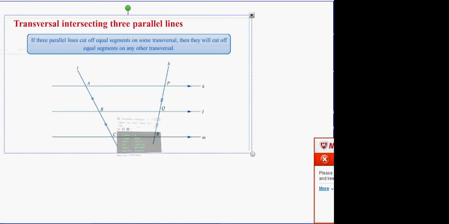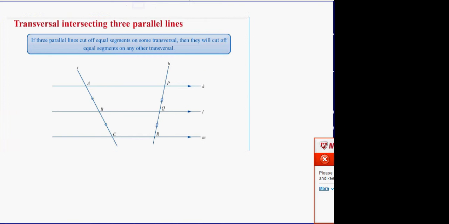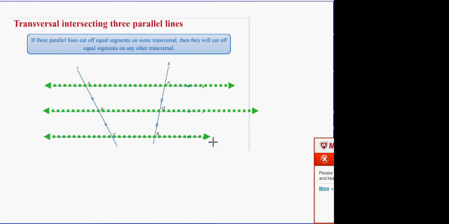It's what's called transversals intersecting three parallel lines. Now, what you have here is, in all these questions, you're going to pretty much have three lines. The three lines are always going to be equally spaced. So these three lines are equally spaced. These are your three parallel lines.